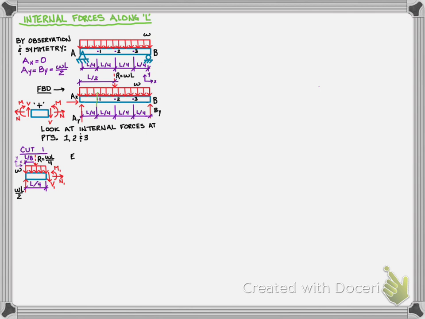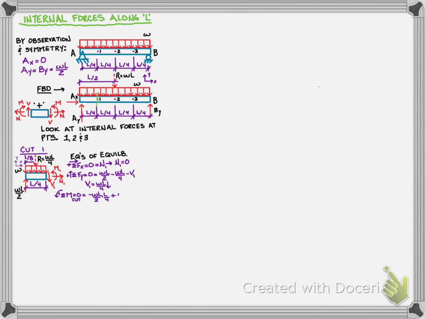And I'm still going to have my support reaction AY, the WL over 2, that was going to act at the left end there. And when I exposed my internal shear, moment, and normal force, I drew them in the positive sign convention for the right side, and I gave them all a subscript 1, since this is cut 1. And once I have this all drawn, I can do my equations of equilibrium. So forces in the X is going to give me that my normal force is 0. Summing forces in the Y, I'm actually going to find that my internal shear, I get a positive answer, and it's WL over 4.